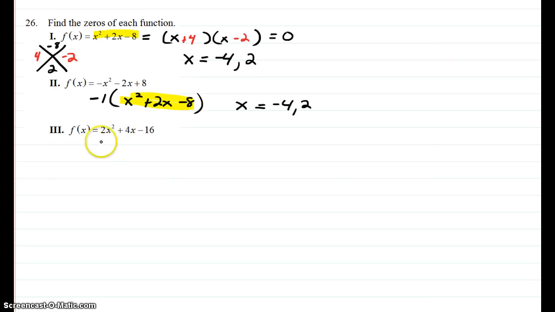Like before, take out the GCF. So you take out a 2, and we get x² + 2x - 8. Once again, that repeats, and so it's going to have the same zeros. So we get x equals negative 4 and 2. So the point of this question is for you to realize that even though the functions look different, I mean this one's positive, this one's negative, this one's going to be narrower, they can still have the same zeros.